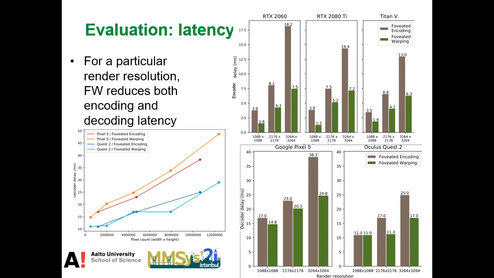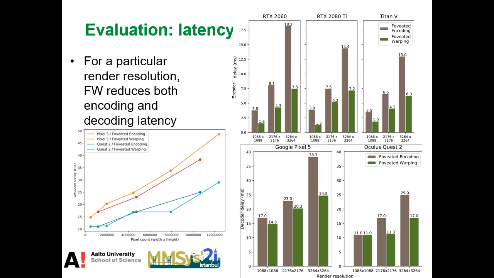Next, we consider latency. In the context of latency evaluation, a distinction between render resolution, that's the pixel resolution of the frame displayed at the client, and encode resolution, that's the resolution of the encoded frame, should be kept in mind. Looking at the line plot here, it's clear that with a given encoding resolution, foveated warping introduces a slight latency penalty. But given that for the same render resolution, foveated warping needs a lower encode resolution, comparing latency for a given render resolution is more appropriate.